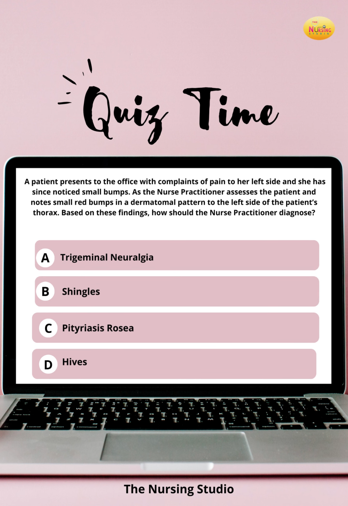Question number 1 states, a patient presents to the office with complaints of pain to her left side, and she has since noticed some small bumps. As the nurse practitioner assesses the patient, she notices small red bumps in a dermatomal pattern to the left side of the patient's thorax. Based on these findings, how should the nurse practitioner diagnose? Is it A, trigeminal neuralgia, B, shingles, C, pityriasis rosea, or D, hives? Take a moment and tell me what you have in the comments.